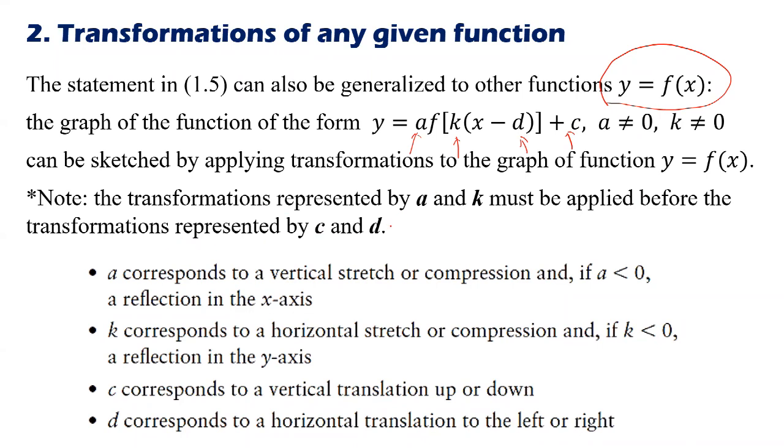Where a corresponds to a vertical stretch or compression, and if a is less than 0, a reflection in the x-axis. K corresponds to a horizontal stretch or compression, and if k is less than 0, a reflection in the y-axis. C corresponds to a vertical translation up or down, okay? Because c applies to the whole function, right?